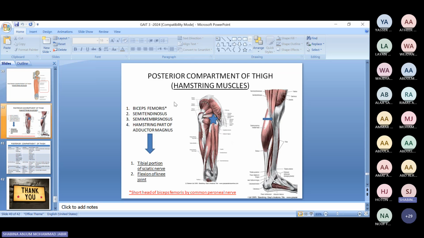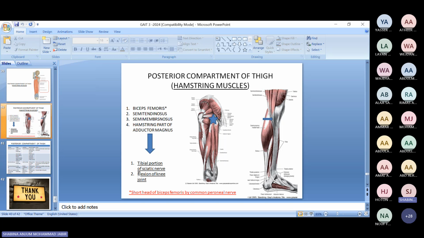So what are the muscles in the hamstring group? Biceps femoris. If you remember the biceps in the upper limb, it was biceps brachii. Now it is biceps femoris. Semitendinosus. Semimembranosus. Then we have the hamstring part of adductor magnus. Just now we saw that adductor magnus has two origins, two nerve supplies. So all these muscles will be supplied by the tibial portion of the sciatic nerve.